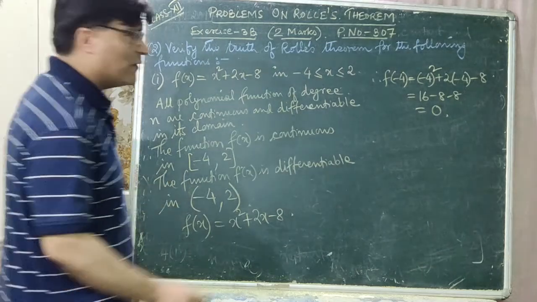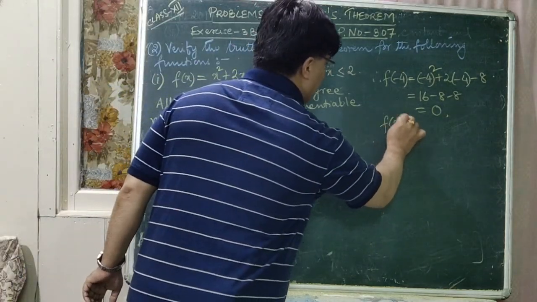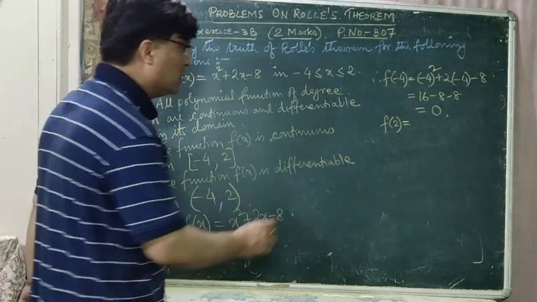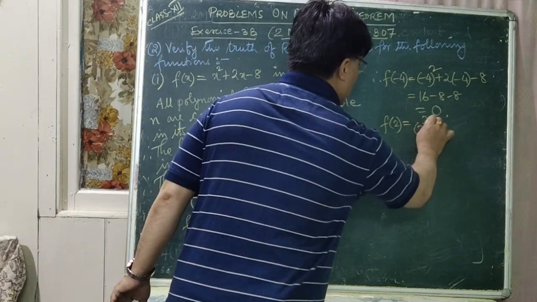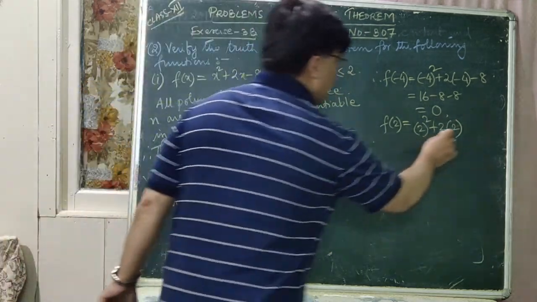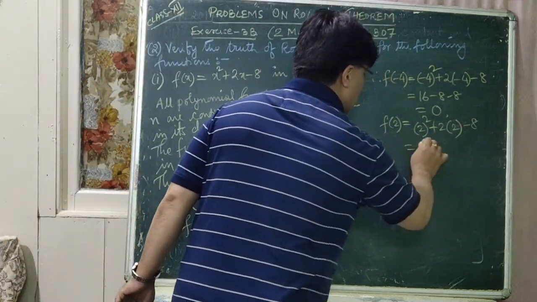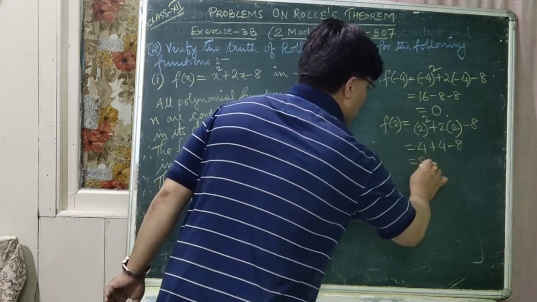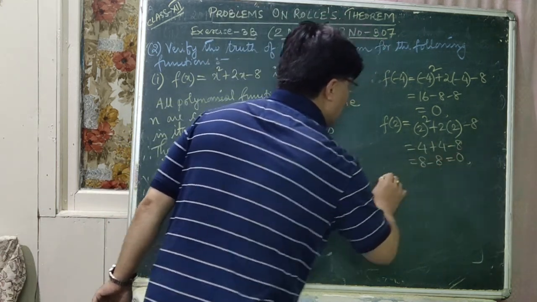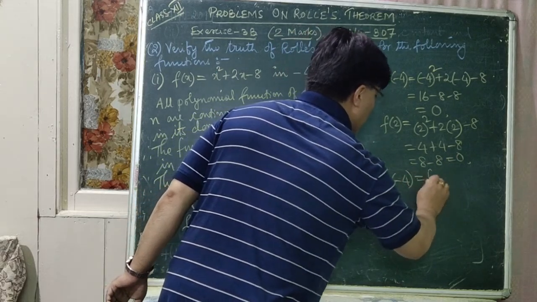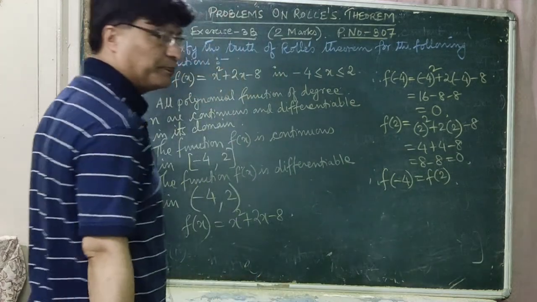Again you find out f of 2. What is the value for f of 2 now? Instead of x you can write 2 here. So it is 2 whole square plus 2 into 2, minus 8. Which is equal to 4 plus 4 minus 8, which is equal to 8 minus 8, which is 0. Therefore in this case we have f of -4 is equal to f of 2.